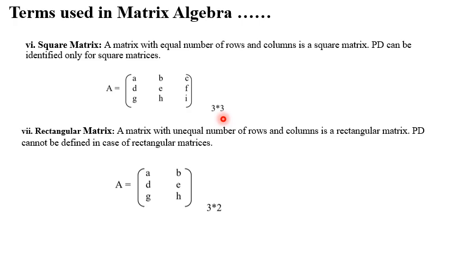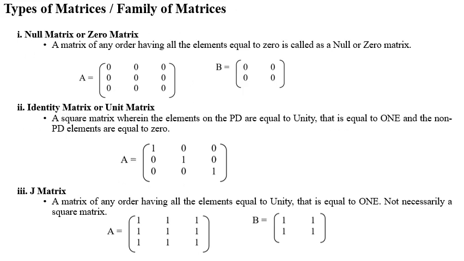On the other hand, when a matrix has an unequal number of rows and columns, it is called a rectangular matrix. For example, in this matrix, the number of rows is not equal to the number of columns. The number of rows is 3, the number of columns is 2. So it is called a rectangular matrix. Principal diagonal cannot be defined in the case of rectangular matrices.